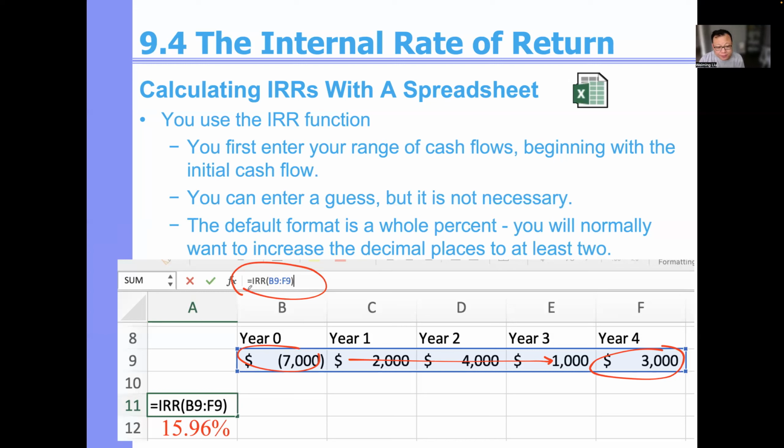Just use the formula IRR and then bracket, and then you want to select the cash flows from year 0 until the last cash flow, following the order, and that formula will tell you what is the internal rate of return.